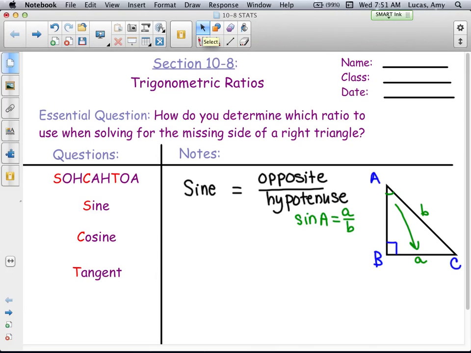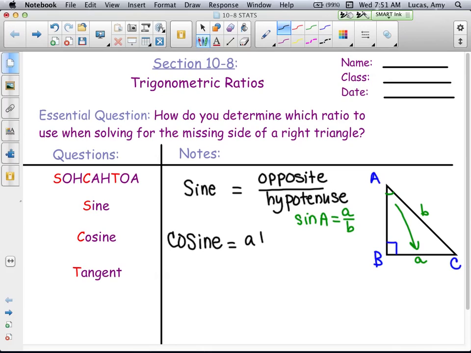The next trig ratio is called the cosine. The cosine is the adjacent side over the hypotenuse. Adjacent means next to.